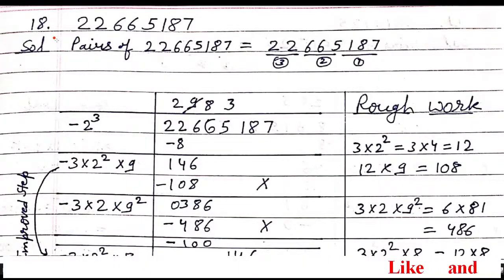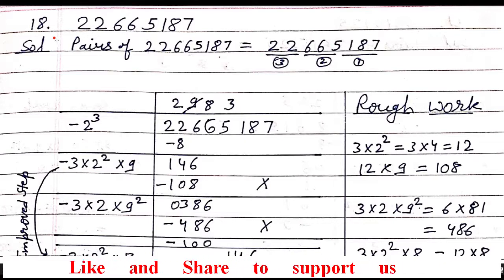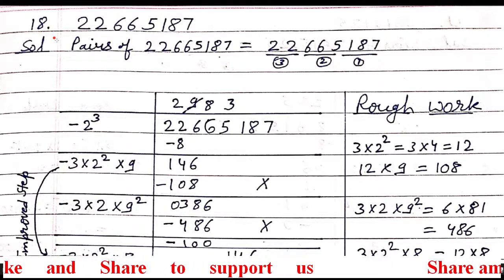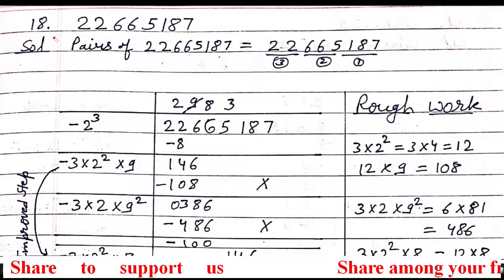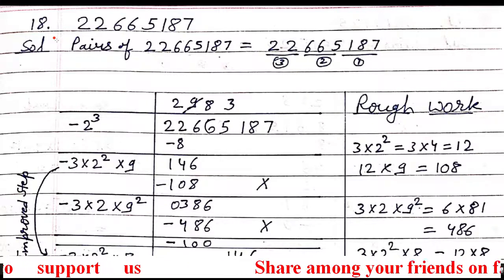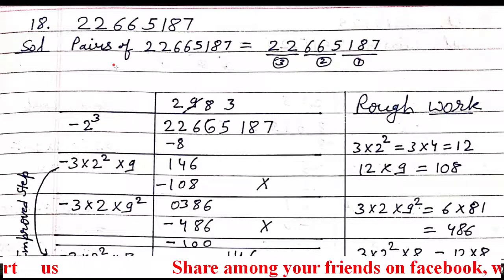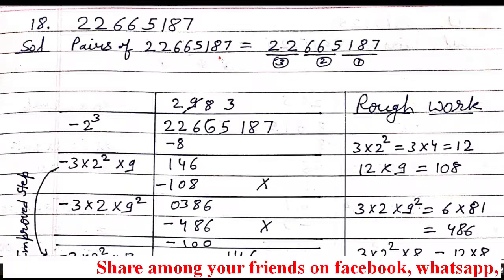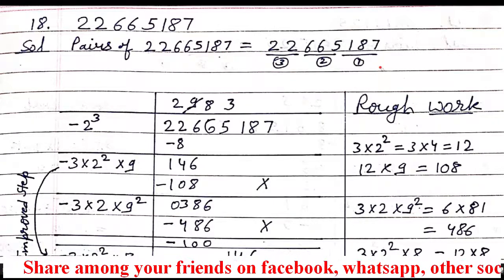Hello everyone, I am going to explain questions number 18, 19 and 20 from exercise 1.3 of class 10th. In these three questions we are going to understand the Vedic method to find the cube root of a number. The first step is to form pairs of the given number from the units place.